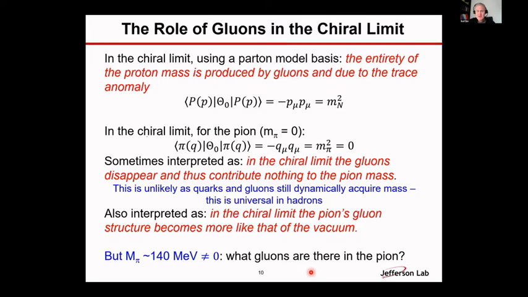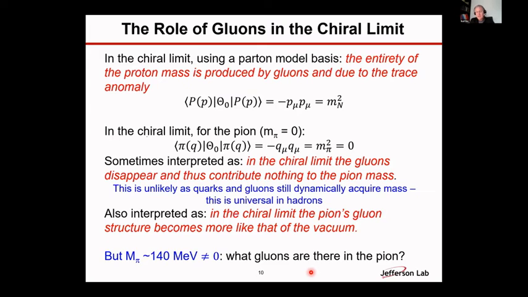Okay, let's go a little bit to this. Let's look at the chiral limit and let's assume a parton model basis. In that, you can directly write down that the proton mass is entirely related to gluons and due to the trace anomaly. Same in the chiral limit for the pion. It doesn't exist. The mass m_pi squared is 0. Sometimes people say, well, that means in the chiral limit, the gluons disappear and contribute nothing to the pion mass. This cannot be true. Quarks and gluons still, as I just argued, dynamically acquire mass. This is a universal feature in hadrons. I just had it on the previous slide.